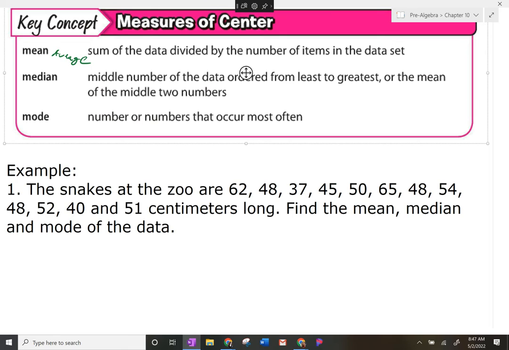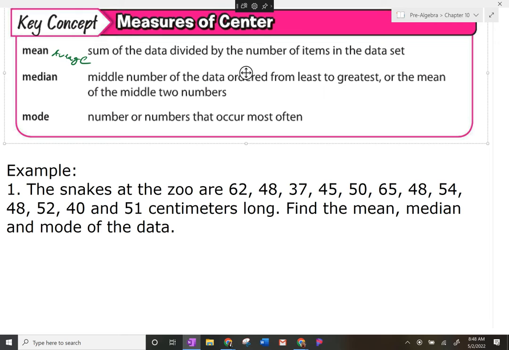Okay. So we're going to do the same thing with all of these data. Again, the 13 is going to be the huge pieces that we had before. I'm going to leave this on the board just to show you all the stuff that's going on. So it says the snakes of the zoo are all these different lengths long. I want to find the mean, the median, and the mode of the data.